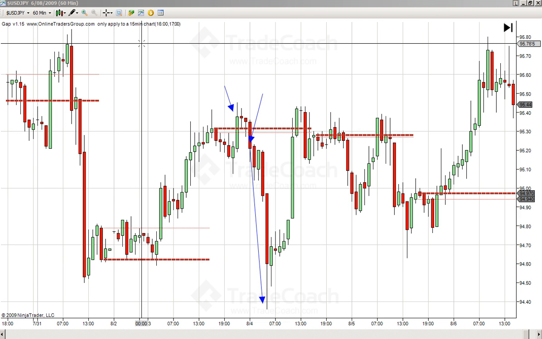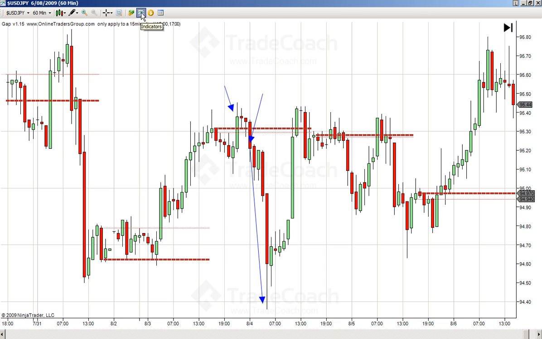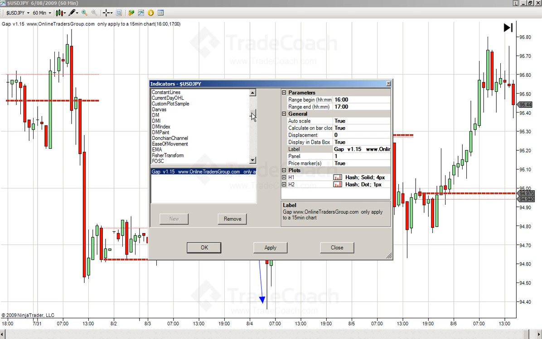I'm going to go over again how you change the gap so it works on hourly. Here's what I want you to do. Everyone bring up your indicator box, please, and then click on the gap. And then I want the range begin time to be 1600 hours and the end time to be 1700 hours. Okay, and they're both at the hourly points. And that is appropriate for the hourly. Okay, so I hope everyone's got that.